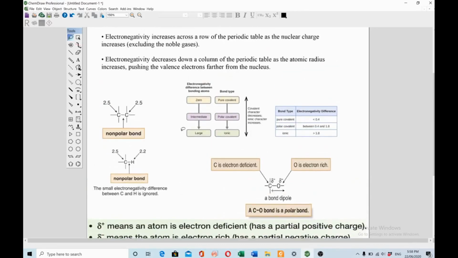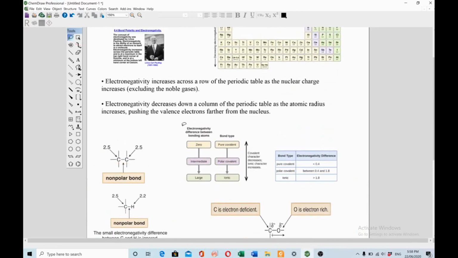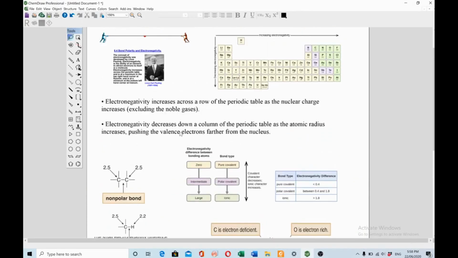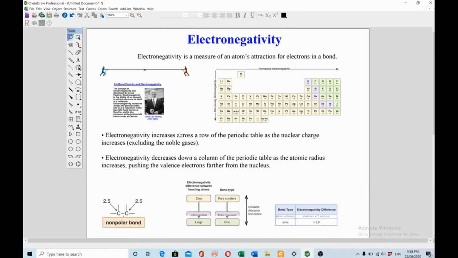So this is a very fundamental chemistry lecture about electronegativity. I have covered the most important points about electronegativity.